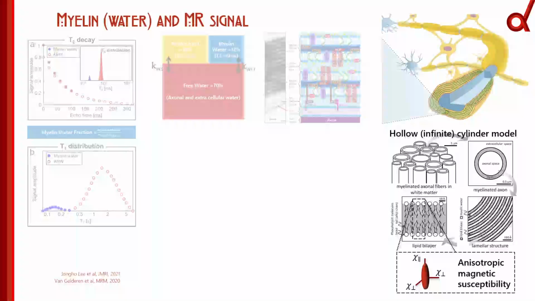Anisotropic susceptibility is a very complicated thing, but it just means that once you put it inside a magnetic field, it will be magnetized, and it will perturb the magnetic field. And because you have so much myelin, and it's so well structurally organized around the axons, it perturbs the field in a very organized way.